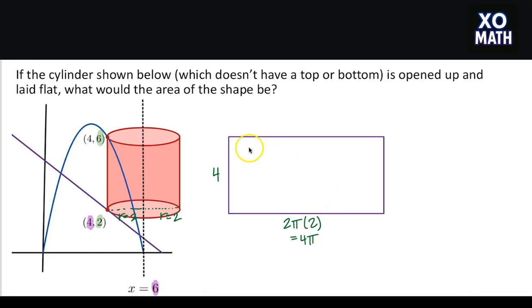So what is the area of the shape? Well, the shape is a rectangle. The area, base times height, or length times width, is going to be 4 times 4 pi, which is 16 pi. And we're still talking about area, so units squared.